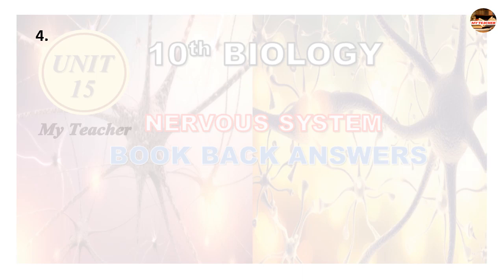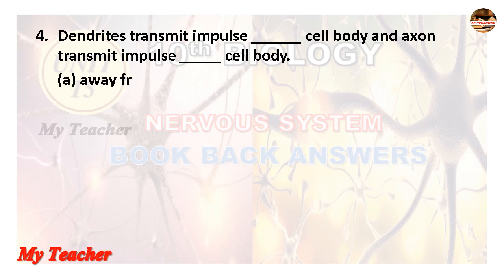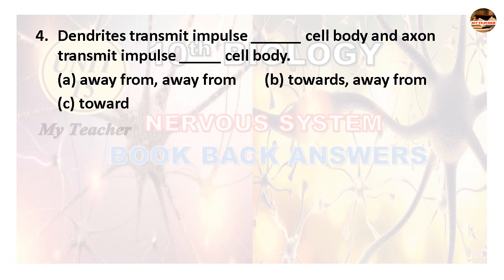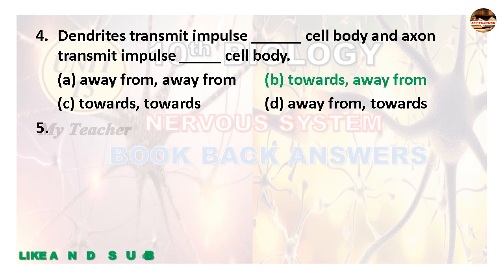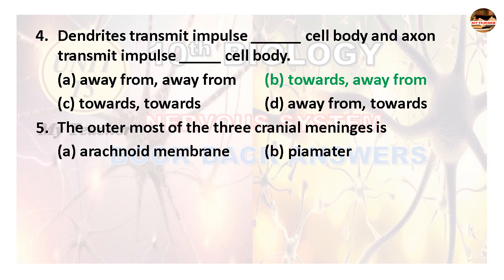Fourth question, dendrites transmit impulse dash cell body and axon transmit impulse dash cell body. Away from, towards; away from, towards; towards, away from. Correct answer is towards, away from. Fifth question, the outermost of the three cranial meninges is arachnoid membrane, pia mater, dura mater, myelin sheath. Correct answer is dura mater.